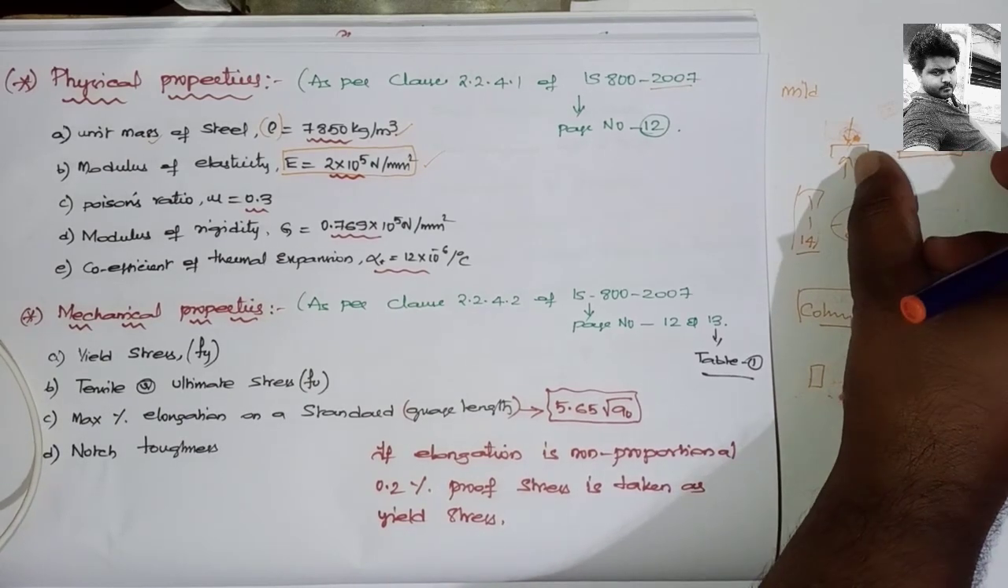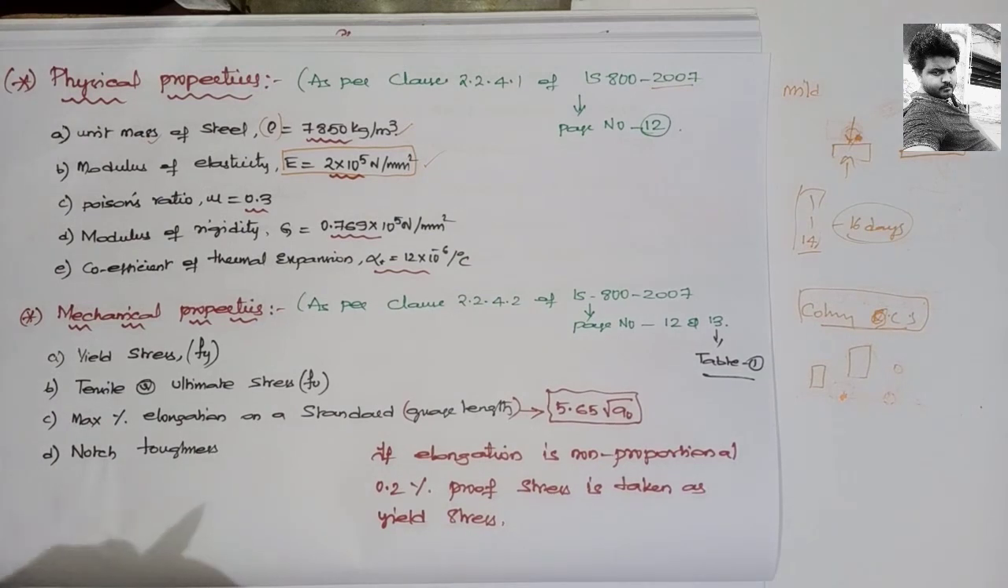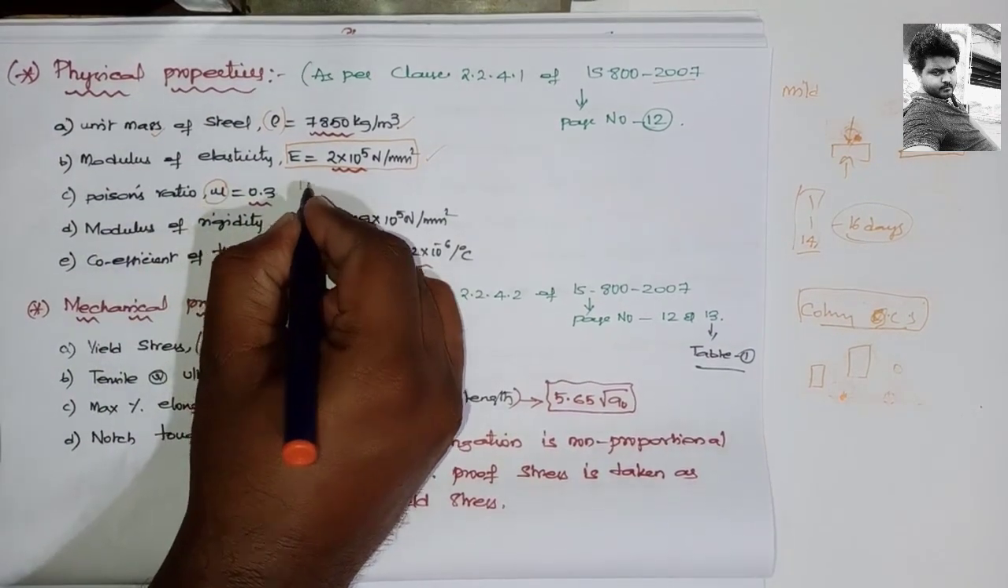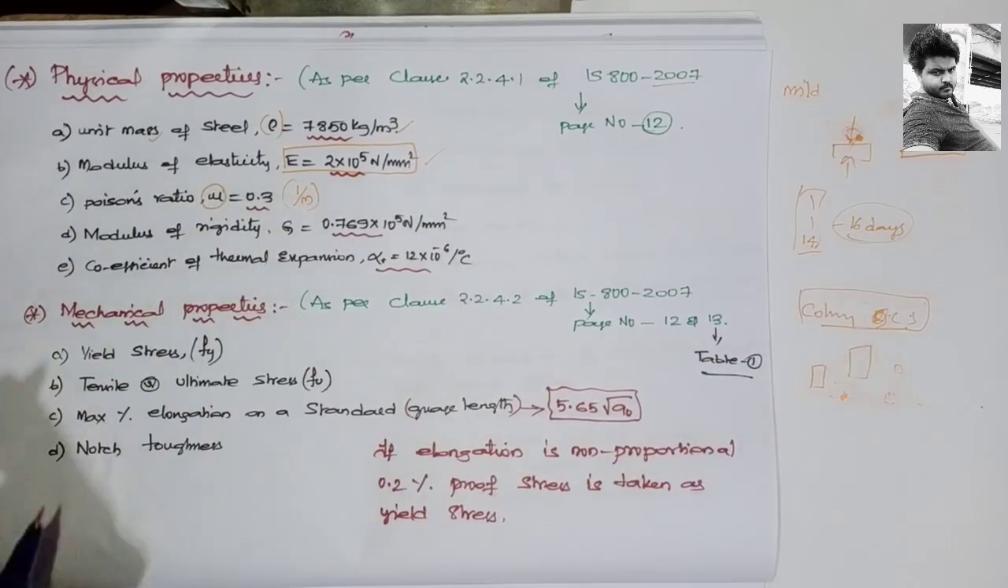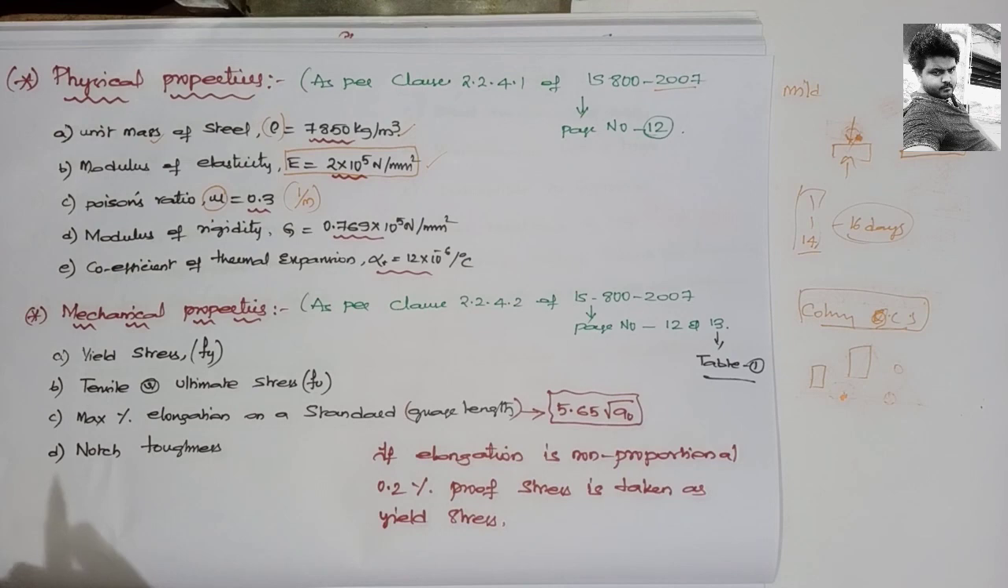It is elongating in one direction and reducing its diameter in the other direction. That is nothing but Poisson's ratio, which is defined as the ratio of lateral strain to longitudinal strain. It is denoted by mu or 1 by m, and the Poisson's ratio for steel is 0.3.